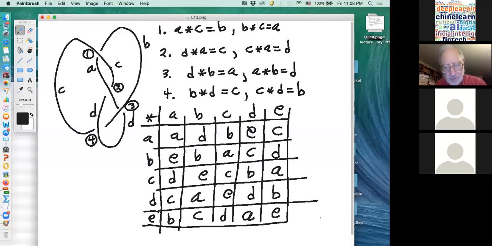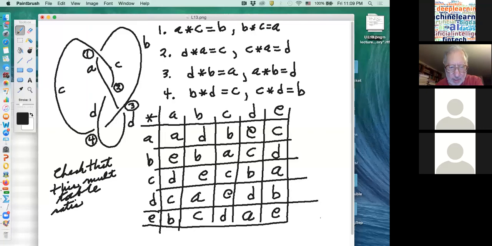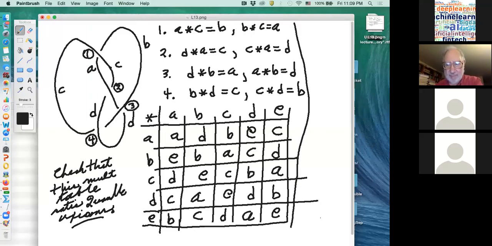Now, that's not enough. Now you have to check that this multiplication table satisfies the quandle axioms. Not obvious, but it does. You can try it. For example, choose at random 3 elements and see what happens to the distributive law. Let's just do it for fun.